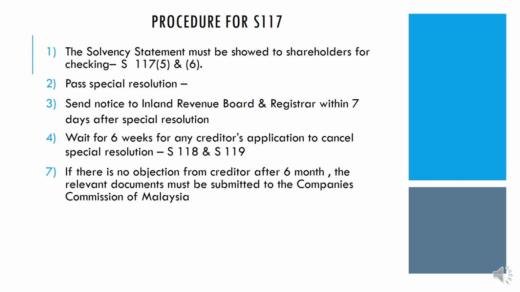Alright? After they get the special resolution, they will send notice to the IRB and the registrar within 7 days after the special resolution. Okay? And then they need to wait for 6 weeks for any application from the creditors to cancel the special resolution. So they have to let the creditors know whether the creditors have objection or no objection. They need to give 6 weeks. This is a statutory requirement under section 118 and also section 119.